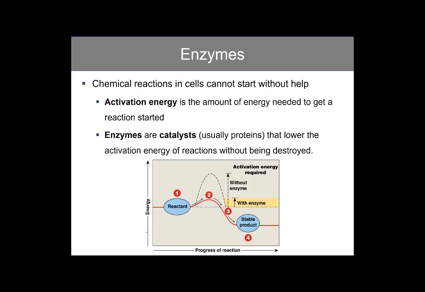Enzymes. In order for a reaction to occur, you have to overcome the activation energy. And the activation energy is simply defined as the amount of energy needed to get a reaction started. If we were to look at this little image or figure down here, we see we start here with the reactants, and for the reactants to move to the products, you have to overcome a bit of energy. Energy is on the y-axis here, progress of reaction is on the x, and as we move from reactants to products, there's a little hump of energy that has to be put into this system in order to make this reaction go. This energy is referred to as the activation energy.